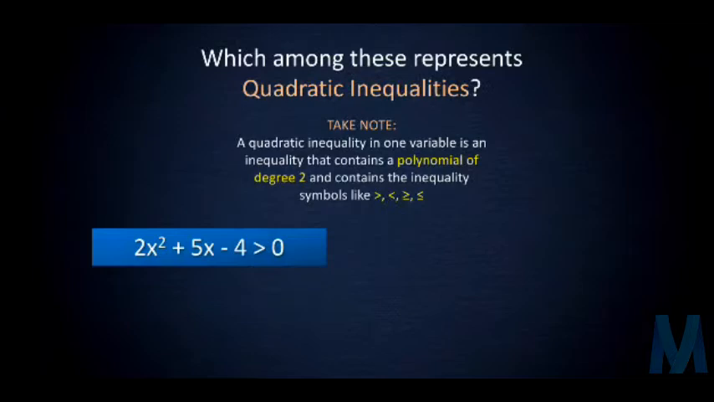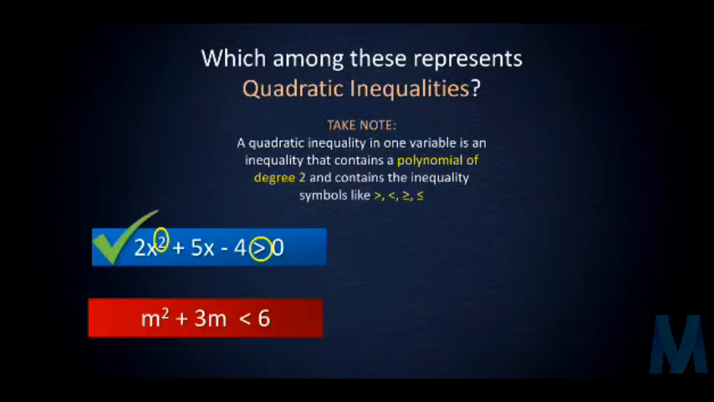Okay, so let's check. The highest exponent is 2, check, and it has an inequality symbol greater than. So this is a quadratic inequality. Next, we have m squared plus 3m is less than 6. The highest exponent is 2. Check. It uses an inequality symbol. Check. So therefore, it is a quadratic inequality.